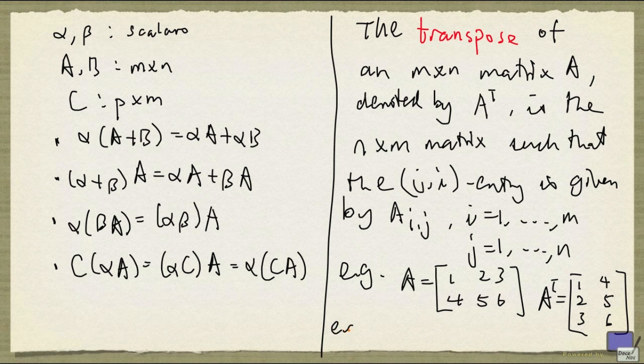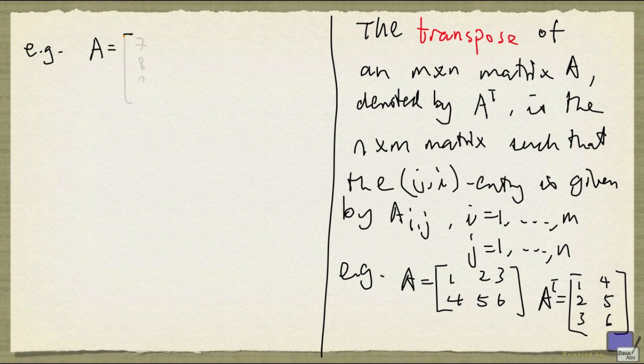And there's another example. Say my matrix is just a matrix of a single column. Then what is A transpose? Well, again, every column comes from every row. Now the first row has only one element, so the first column has only one element. And the second column will have one element, that's 8. And the third column will have the element 9. So that's my A transpose.